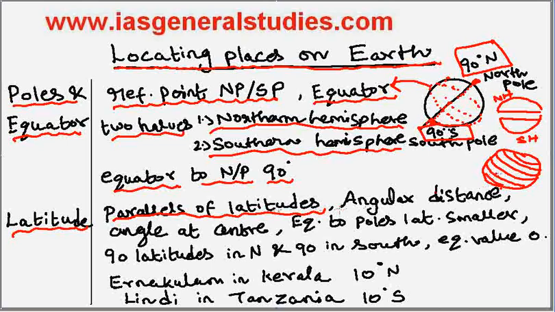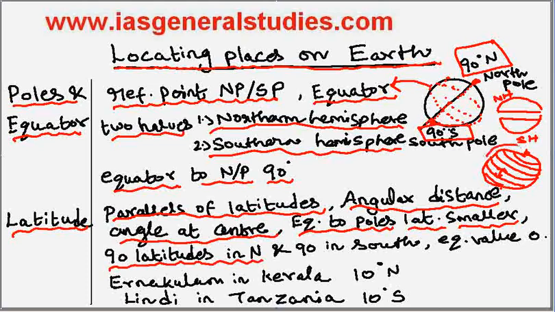And the distance between each line is an angular distance, and the angle is measured at the center of the earth. Now if you move from the equator to the poles, the latitude circles become smaller and smaller, and at the pole it becomes a point. There are 90 latitudes in the north, that is, from the equator to the North Pole there are 90 latitudes. Similarly, from the equator to the South Pole there are another 90 latitudes. The value of the equator is 0.